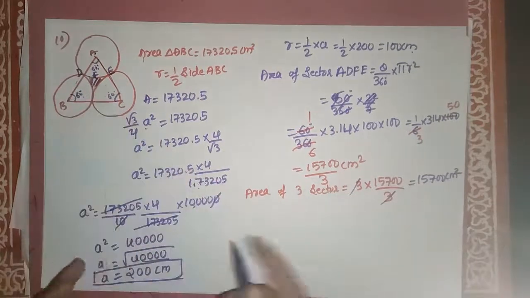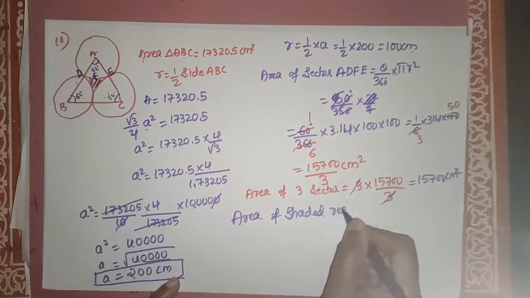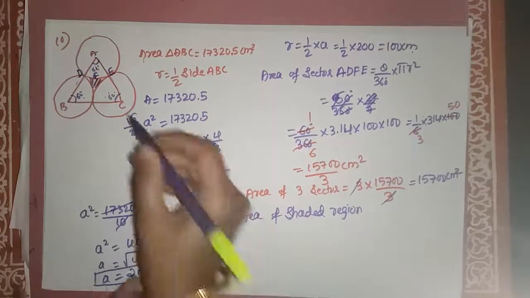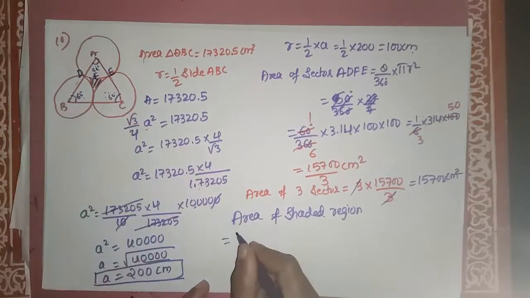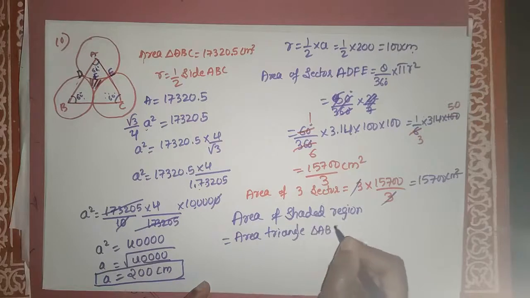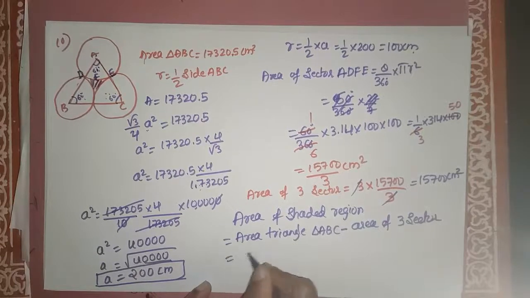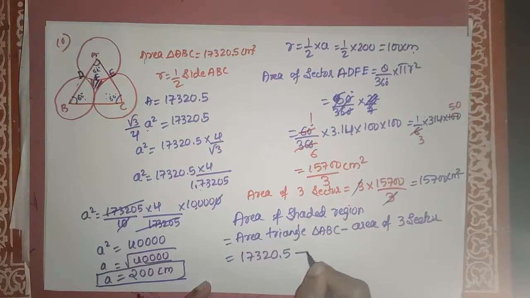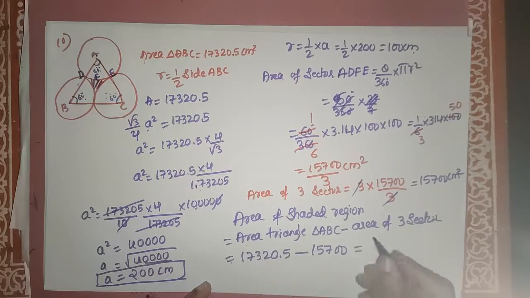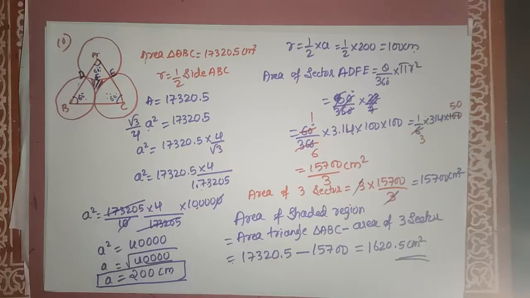Okay, now the area of shaded region. So what we need to do? In the triangle we need to remove sectors. Area of triangle ABC minus area of three sectors. Okay, so area of triangle is 17,320 minus area of three sectors is 15,700. Okay, on subtracting we have 1,620.5 centimeter square. This is the area of the shaded region.